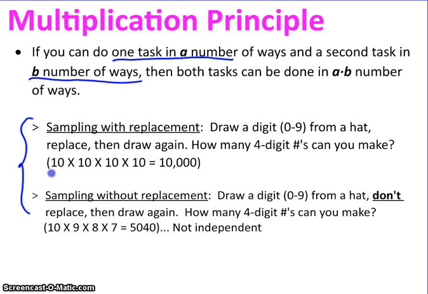Okay, so let's say for example that your code on your phone has 10 digits, 0 through 9, and you must pick 4 in order to create a password. So there are 10,000 possible passwords. Now, if you did not pick a repeating number, let's say once I chose 0, I was not allowed to choose it again, I would only have 5,040 possible passwords that I could make.